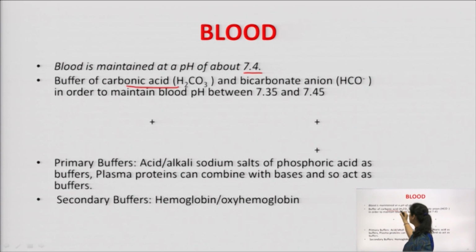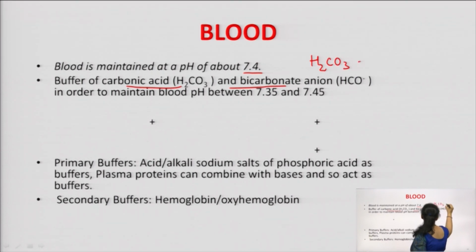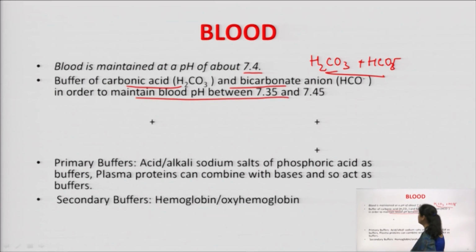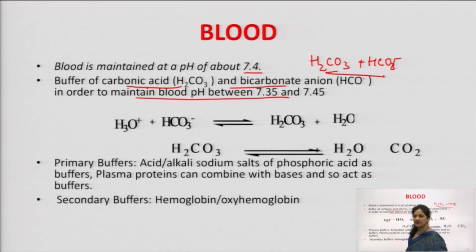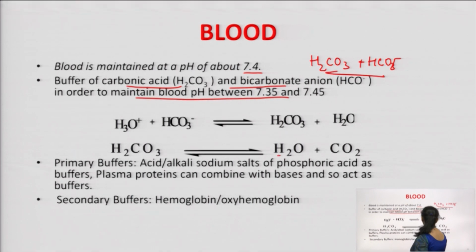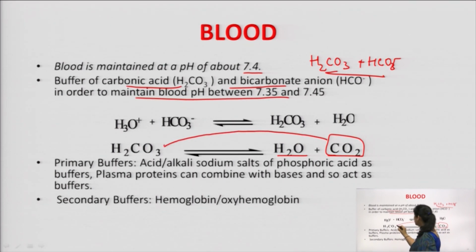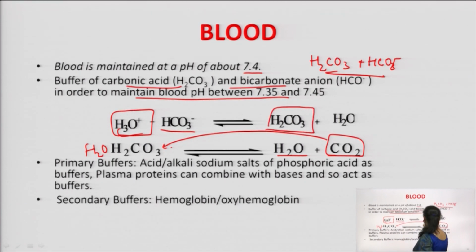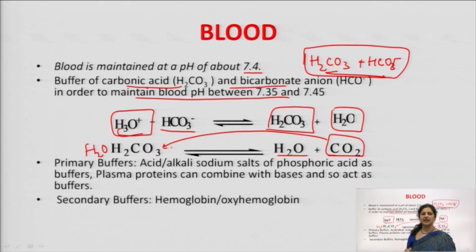It has the buffer of carbonic acid and bicarbonate anion, the combination of carbonic acid and bicarbonate anion. They are able to maintain the blood pH between 7.35 and 7.45. This is the equation. When water is present and carbon dioxide is released by the different metabolic processes in the body, they form carbonic acid. Now, the hydronium ion and bicarbonate ion form carbonic acid and water. So, this is the buffer system of carbonic acid and bicarbonate.